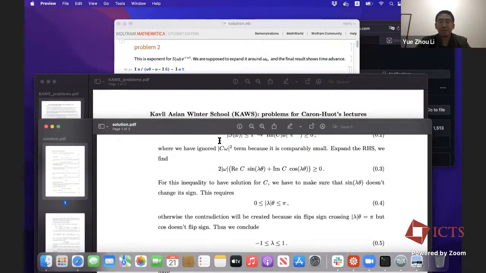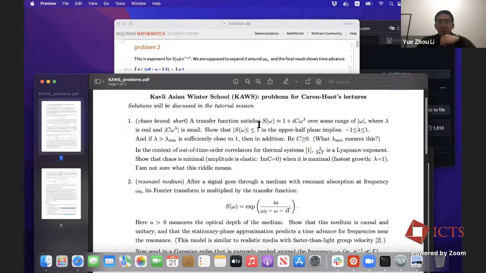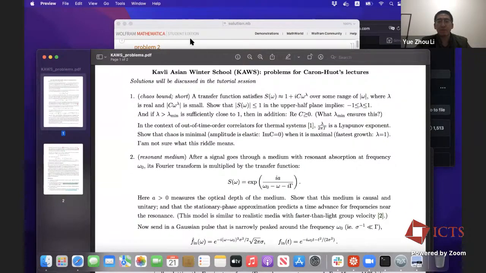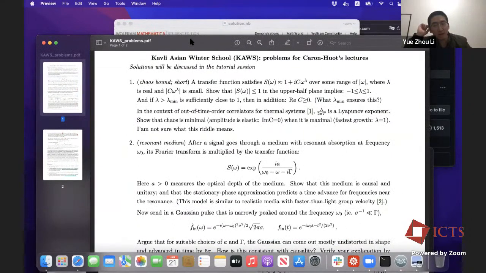There are also some details about this problem, like proving that the real part of C is positive, and that the imaginary part of C is zero for maximal chaos. I'm not going through the details, but the idea of this exercise is to show the power of analyticity for the S-matrix bootstrap. Even though in this problem it's not technically the S-matrix, it shows how it works. So it's just a warm up. Are there any questions? You can drop in any time. I'm fine with that.